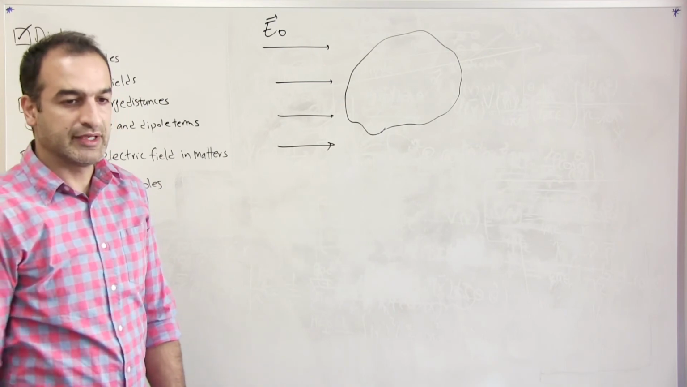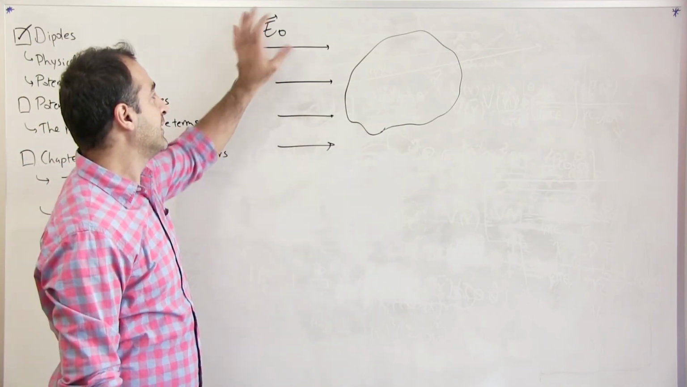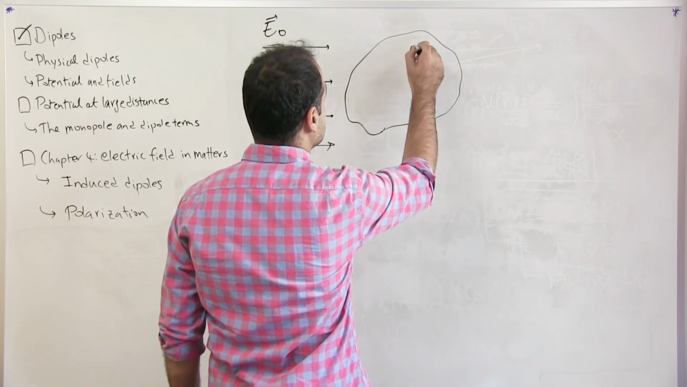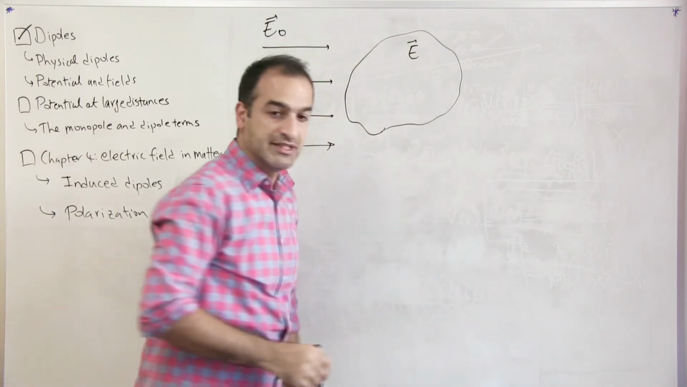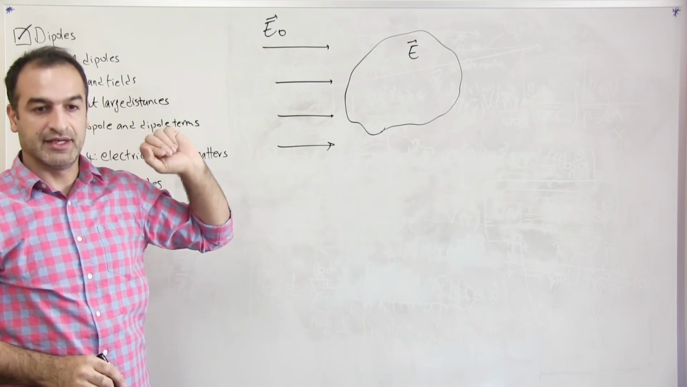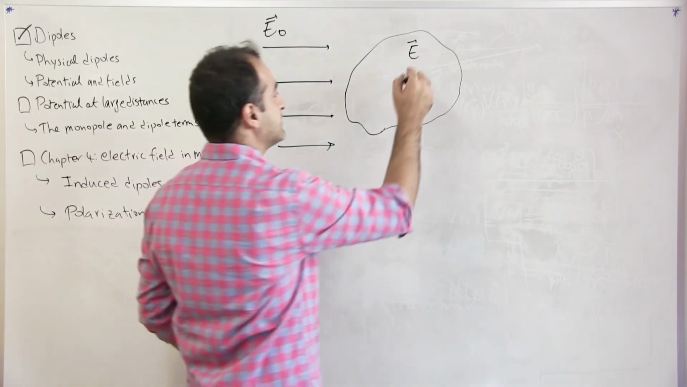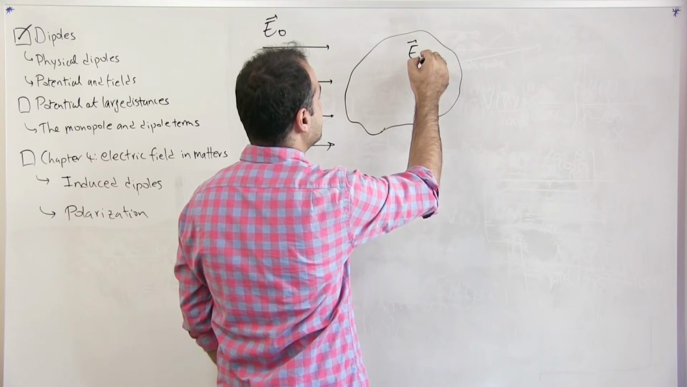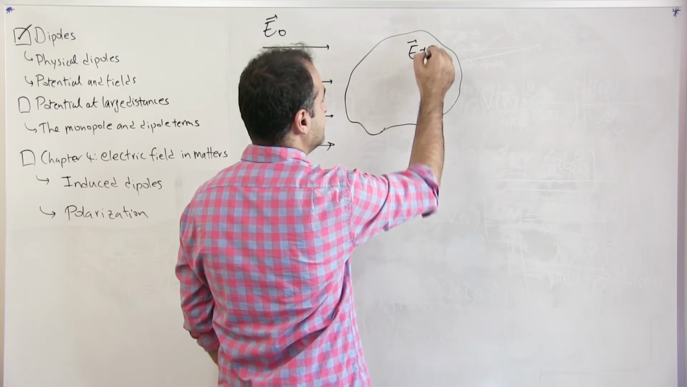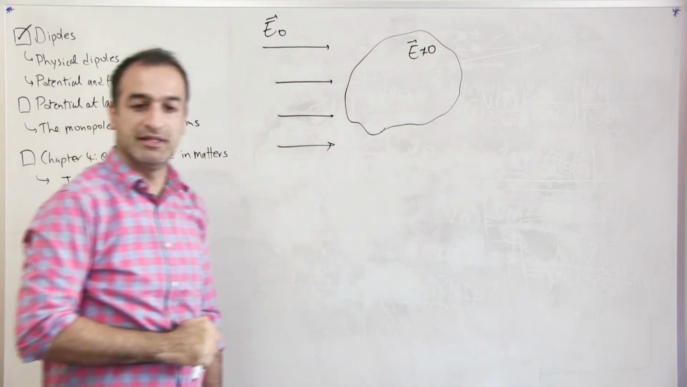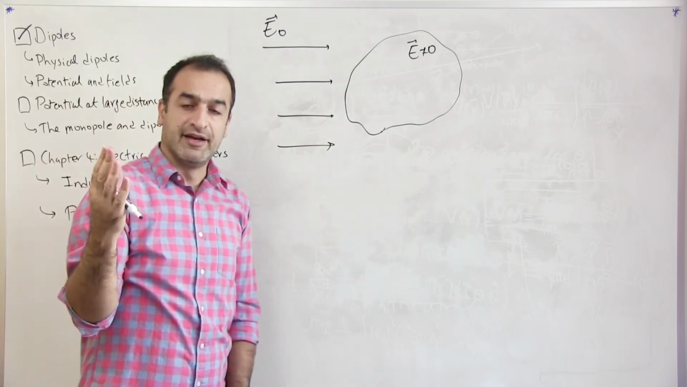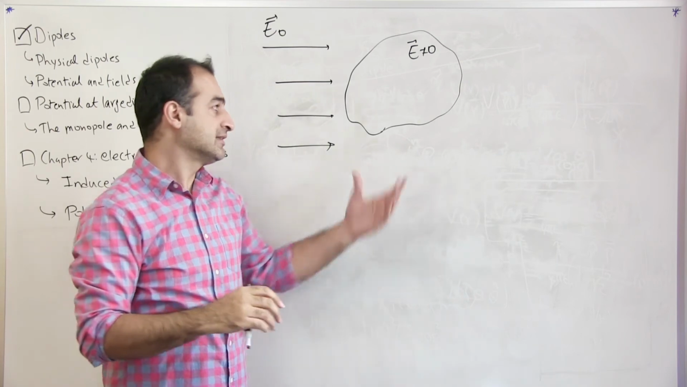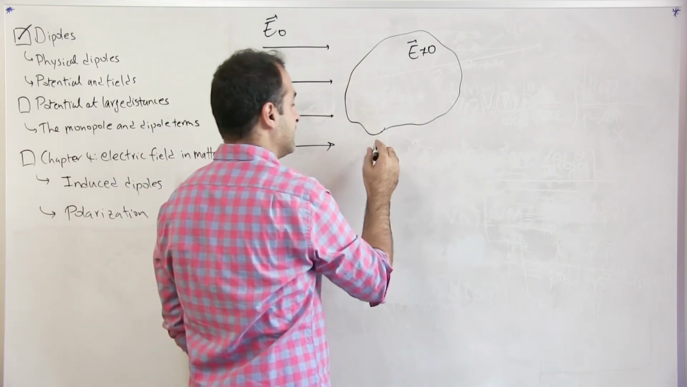So the quick answer is that if the electric field outside is E naught, inside we will get some electric field, which is different from E naught. A lot of times this electric field is in the same direction, but in terms of the magnitude, it is smaller than E naught. So it's non-zero. You get some electric field, unlike conductors, where we used to get no electric field inside. For dielectric materials, we will get some electric field inside.